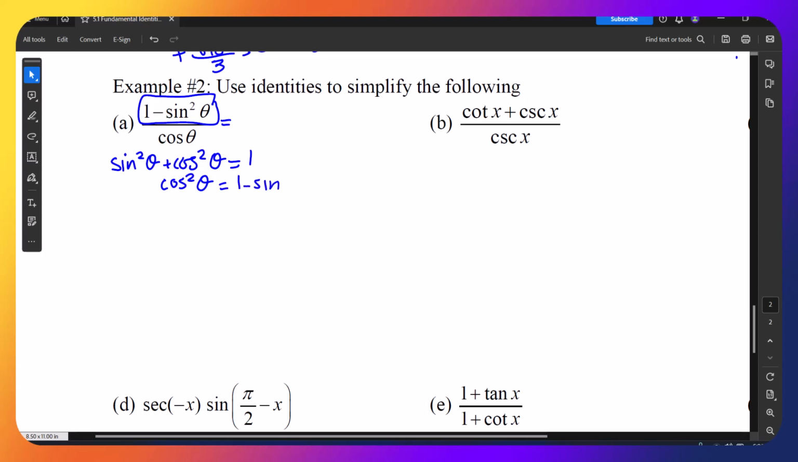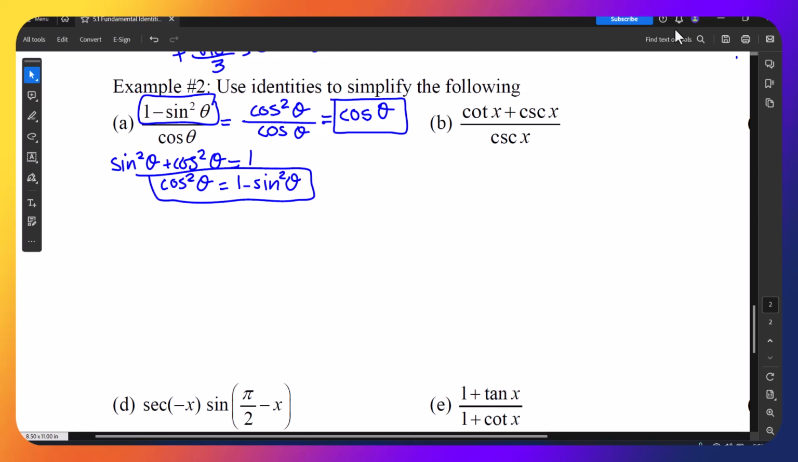1 minus sine squared of theta. Hopefully you can see that this is exactly what the numerator is up here. So I'm going to replace the numerator with the expression cosine squared theta. And then the denominator remains as cosine of theta. Well, cosine squared divided by cosine is simply cosine of theta.